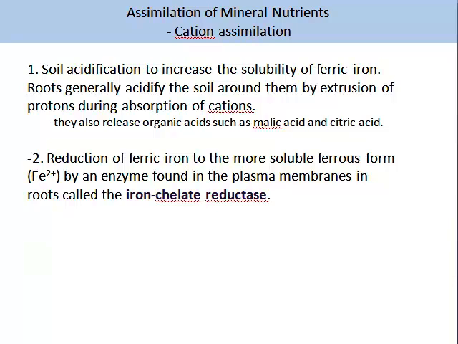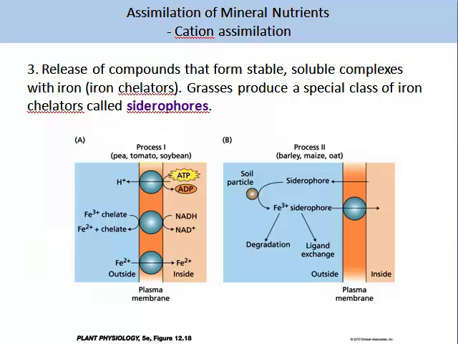Secondly, reduction of ferric iron to the more soluble ferrous form, Fe2+, by an enzyme found in the plasma membranes in roots called the iron chelate reductase. Thirdly, the release of compounds that form stable soluble complexes with iron, called chelators. Grasses produce a special class of iron chelators called siderophores.